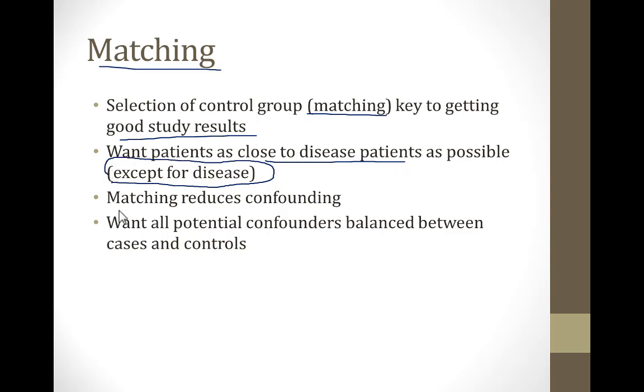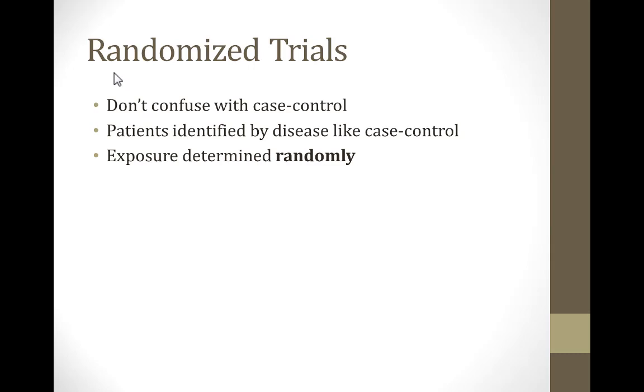It's very important to know that matching reduces confounding. Confounders are variables like age or race or presence of comorbid conditions like diabetes and hypertension that could affect the results. If you match patients well, those potential confounders will be equally distributed among the cases and the controls. So you want all potential confounders balanced between the two groups, and to do that, you need to do good matching.